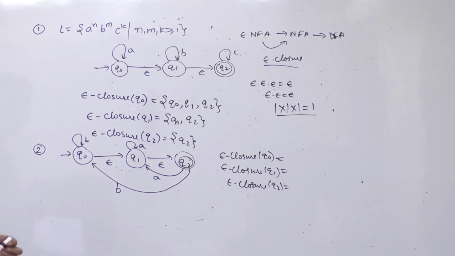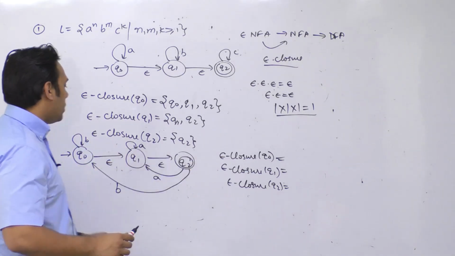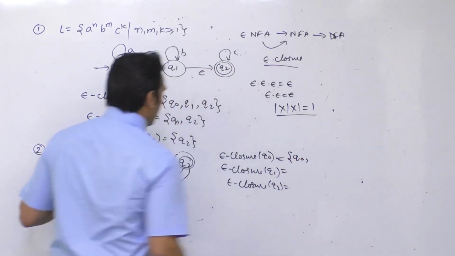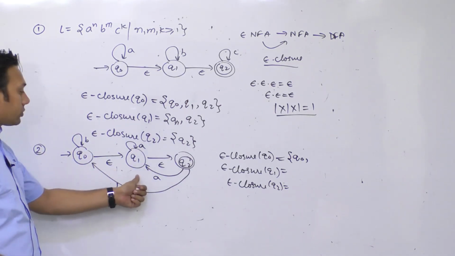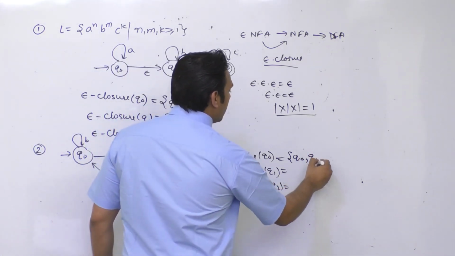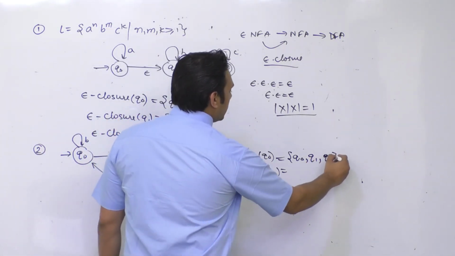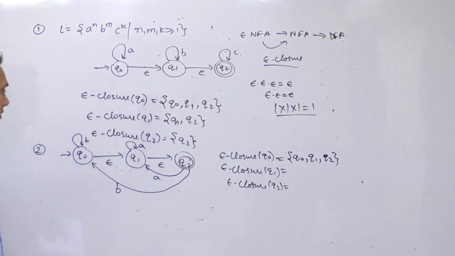Okay, good. So if I take the epsilon closure of Q0, that means you can go to the state Q0 itself, and from Q0 by looking at epsilon you can also go to the state Q1, and from Q1 by looking at epsilon you can also go to the state Q2. That is your epsilon closure for Q0.